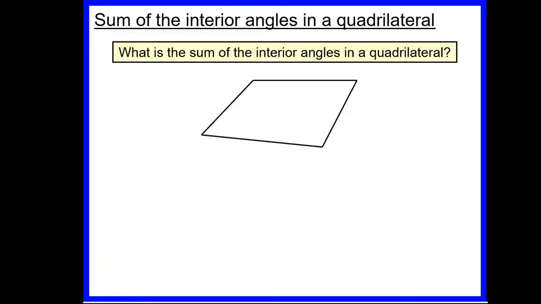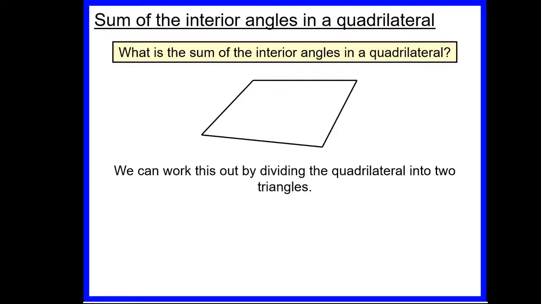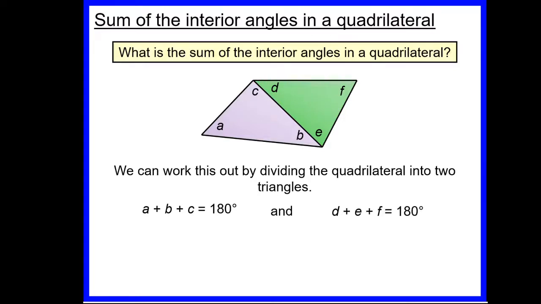So if we know the angles inside a triangle add to 180 degrees, can we work out the sum of the interior angles in a quadrilateral? Well, a quadrilateral can be split into 2 triangles. So if I draw a diagonal line across, I've now got 2 triangles. ABC is there, so ABC would add to 180 degrees. And we've got the green triangle, we'll call that DEF. And the angles in that triangle must also add to 180 degrees.